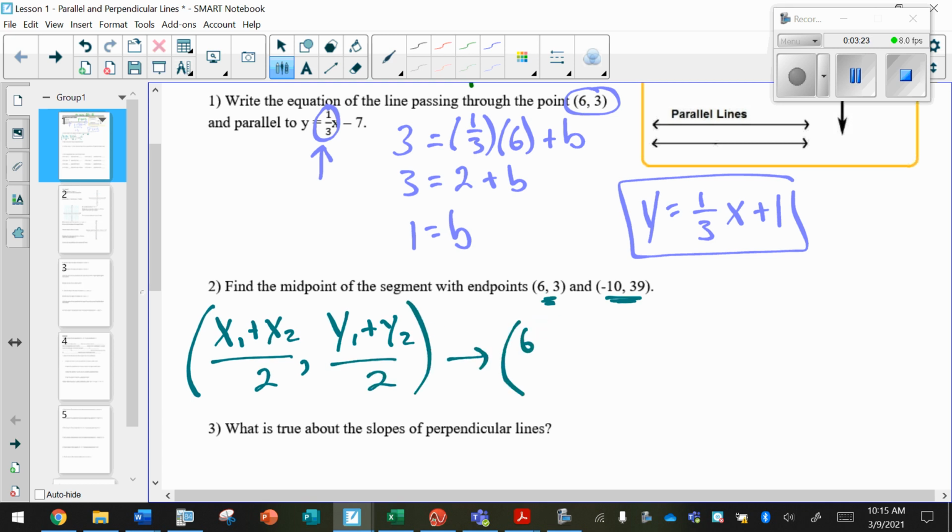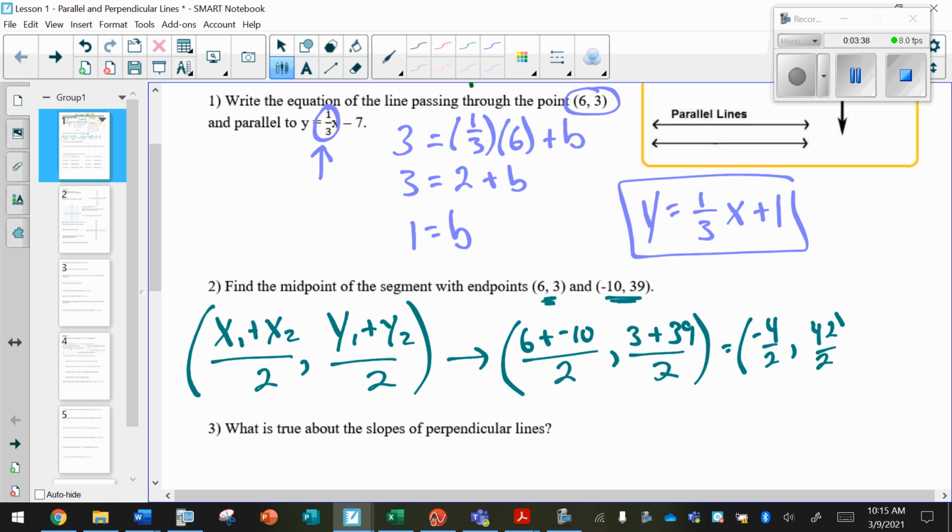It'd be 6 plus -10 divided by 2 for the x-coordinates, and 3 plus 39 divided by 2 for the y-coordinates. So that leaves us with -4/2 for the x's and 42/2 for the y's, giving us a midpoint of (-2, 21). There's your midpoint.